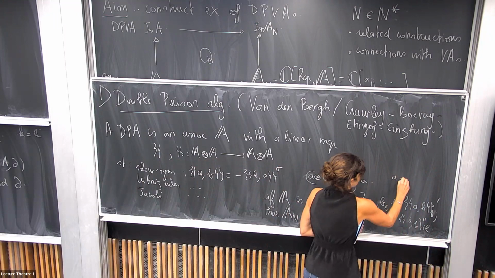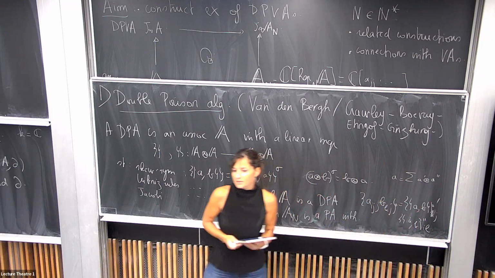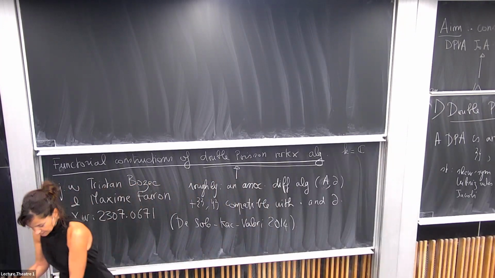This is Sweedler notation. So this determines entirely the Poisson structure. Let me give some examples.